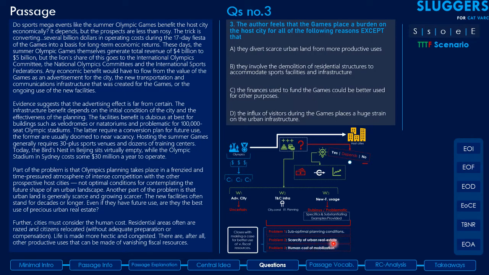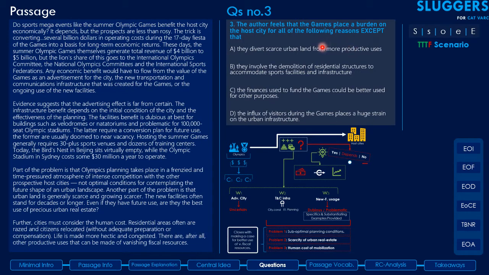The human cost of mobilization still remains, right? Still remains to be the case for real. Even if you solve the problem of planning, as he has talked about, even if they have future use, are they the best use of the precious urban real estate? And then further, the cities must consider the human cost and so on and so forth.